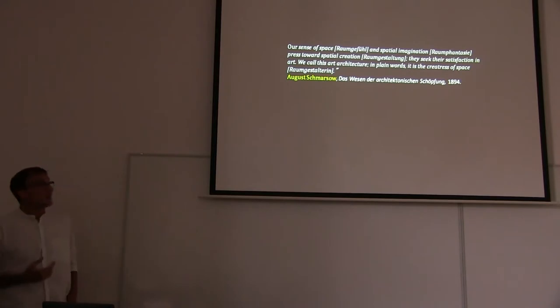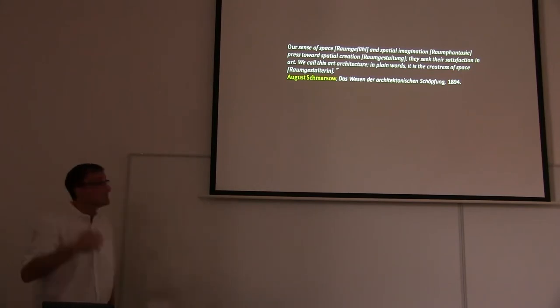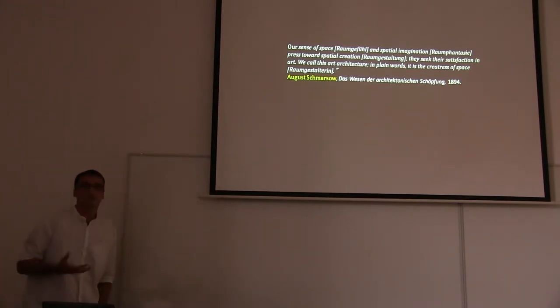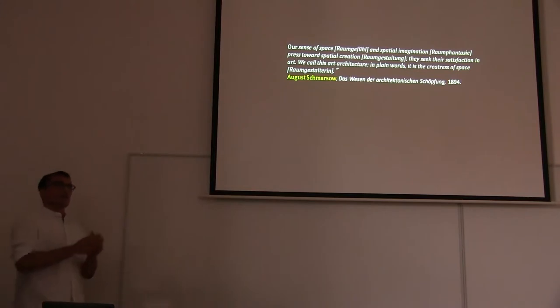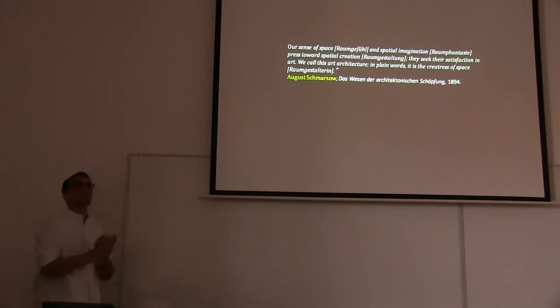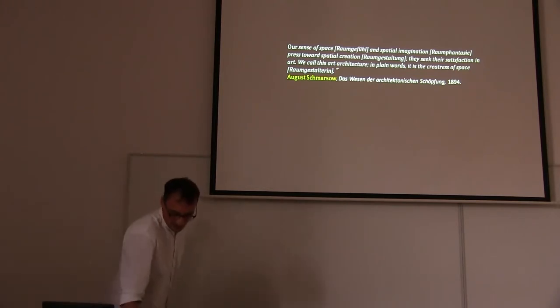architecture as the art of space, given by a German art historian, August Schmarsow. He says, our sense of space, our Raumgefühl, and spatial imagination, our Raumphantasie, press towards spatial creation, the Raumgestalt. They seek their satisfaction in art, and we call this art architecture. In plain words, architecture is the creator of space. The only really specific quality of architecture is not only its stylistic and volumetric component, but especially this spatial effect that it gives to us.